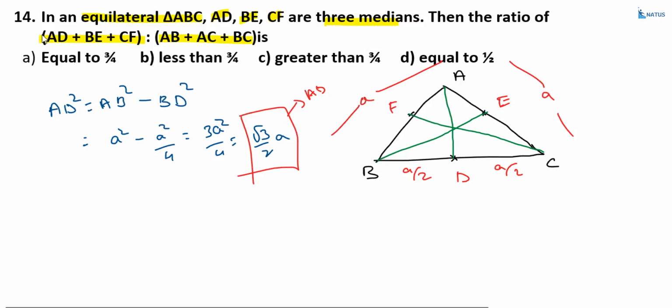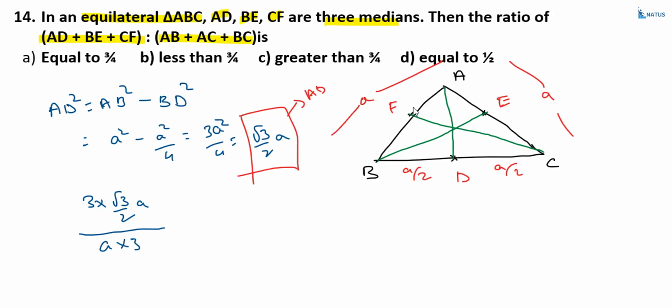Now, what we require is the ratio. Root 3 by 2 A plus root 3 by 2 A plus root 3 by 2 A, that is equal to 3 into root 3 by 2 A. This is AD plus BE plus CF by AB plus BC plus CA, where AB is equal to A, so this is A into 3. Here, 3 gets cancelled, A gets cancelled. So, this is equal to root 3 by 2.